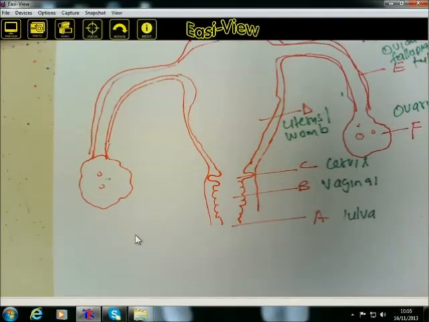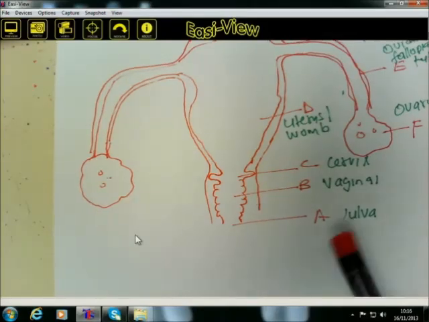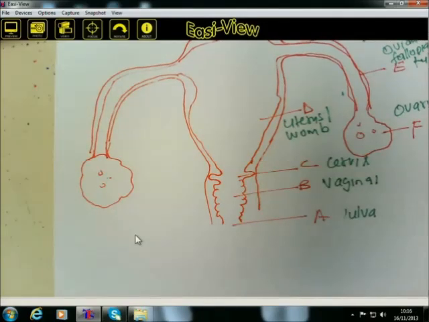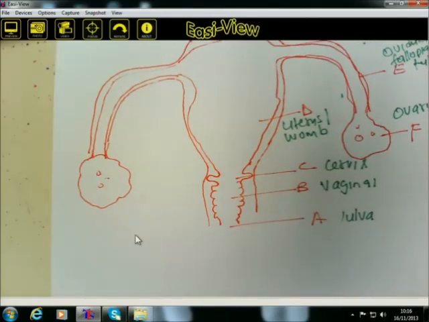Now let us go into the functions of the parts. After doing this, this is how you study. You will first copy the diagram, or you have a diagram having labels A, B, C, or 1, 2, 3. Then you fill in the labels. Thereafter, from the labels, you do what you call the function.